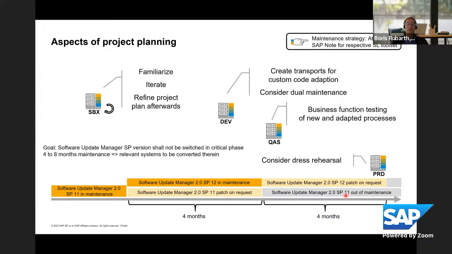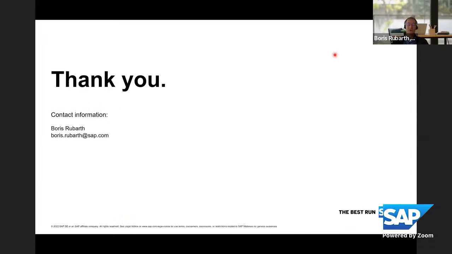That's called the maintenance strategy, and the actual timeline is attached to the central node of the respective SAP toolset, which is the bundle where different tools are delivered by SAP. With this, we are at the end of this overview on Software Update Manager as the technical engine for a system conversion. Thank you very much, and I'm curious to see what kind of questions you may have.